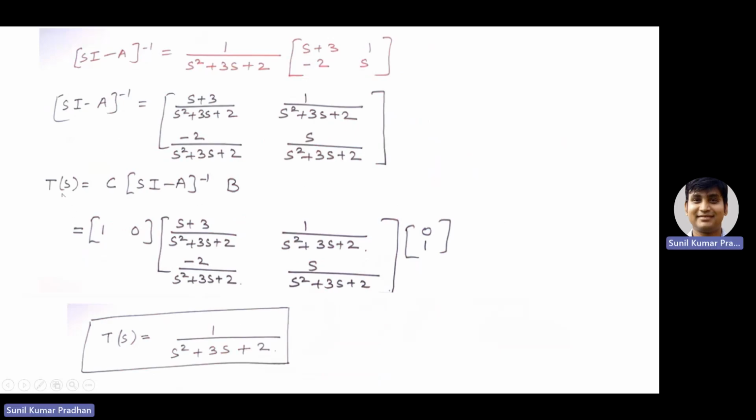Now what I say, so your transfer function will be C into (sI minus A) inverse into B. Now C matrix we know, A and B matrix we know, (sI minus A) inverse just now we found out. So if we multiply these three matrices, then we'll get this transfer function as 1 by s square plus 3s plus 2.